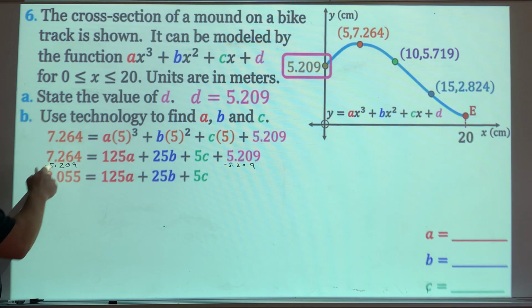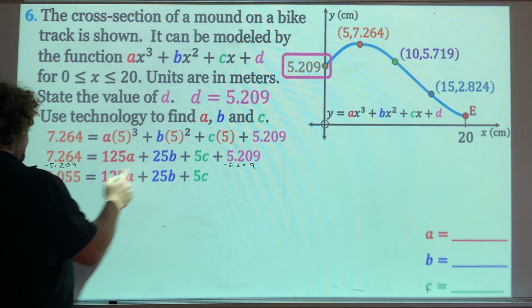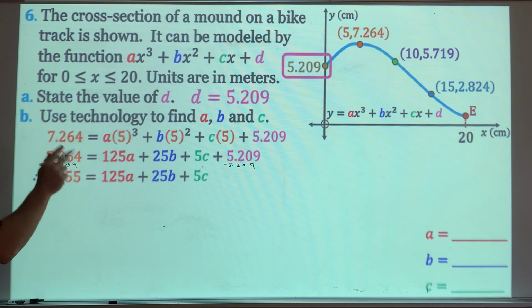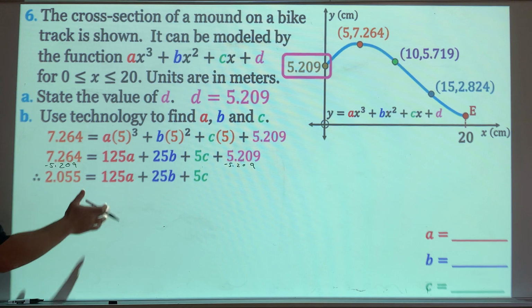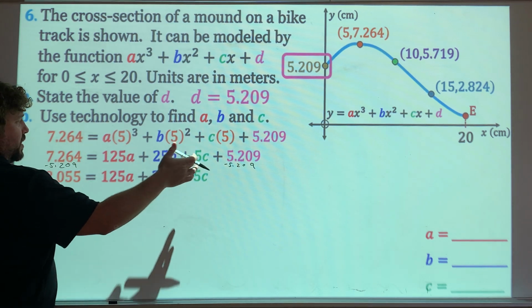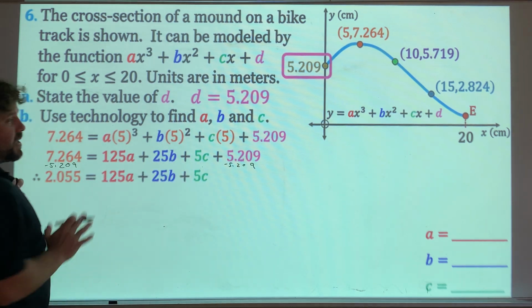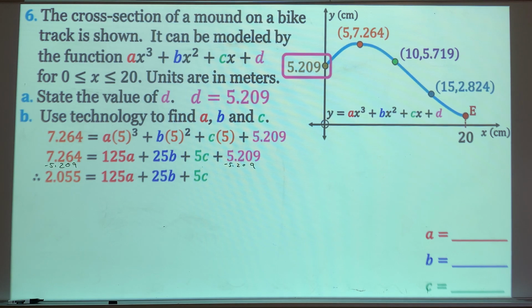7.264 minus my d equals 2.055. That's my new constant, equals 125a plus 25b plus 5c. Now I can plug this into my equation. Got it? Do the other two now. We should be able to do the other two.